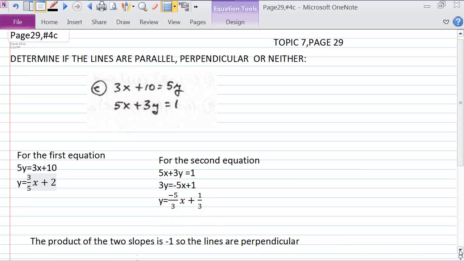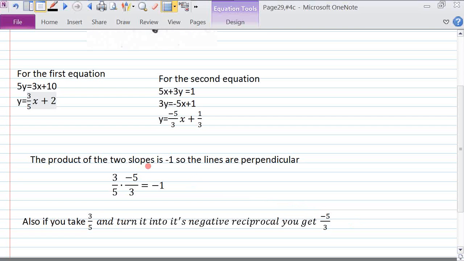Now, if you multiply these two slopes together, we get m1 times m2 equals minus 1. Or we can just say, if I turn this upside down, the reciprocal, and change the sign, I'm going to get minus 5/3. So the product of the two slopes is minus 1, so the lines are perpendicular.